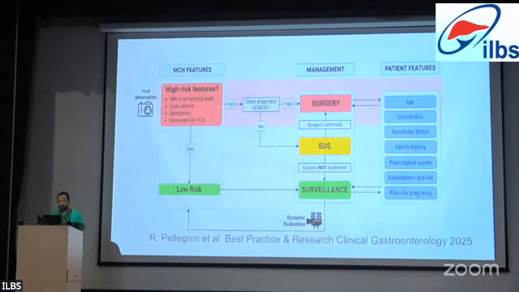So this is a good slide regarding when to go for surgery. Whenever there are high-risk features like mural nodules, size more than 4 centimeters, symptoms and increased CA19-9 levels, and there is a clear diagnosis of MCN, you go for surgery. If you're still unsure, you can confirm with EUS and then go for surgery. Patient factors like age and comorbidities should also be taken into consideration when planning for surgery.